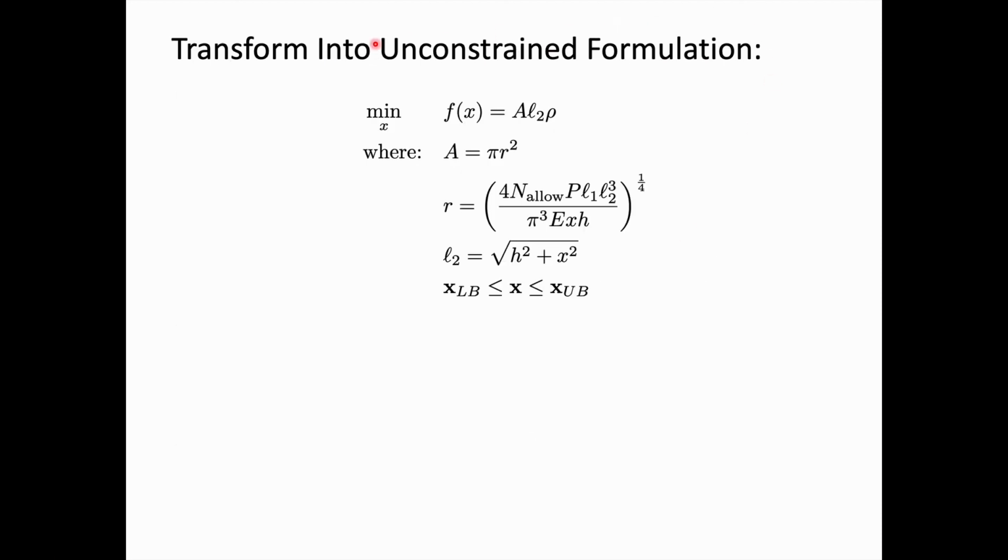It becomes an unconstrained optimization formulation. We want to minimize the mass with respect to x, but notice we no longer have subject-to statements other than the bounds. Here we have a definition of what A is. Here's the main difference. We have this relationship for r, and if we have r as a function of x, then we can get the area, and L2, that's also a function of x. So we have everything we need to solve this as an unconstrained optimization problem.